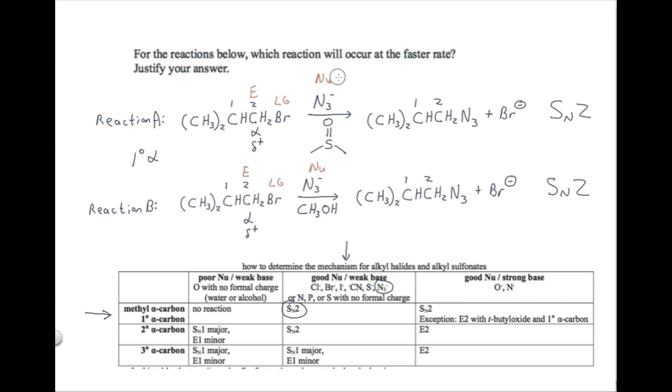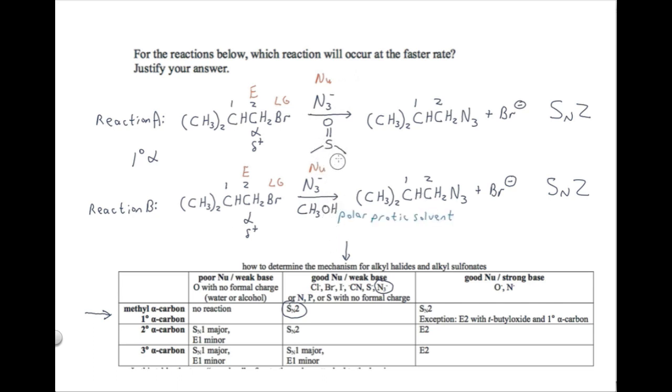Now, to decide which reaction is faster, we have to look for some difference between the reactions. Well, the electrophiles, leaving groups, and nucleophiles are the same, so we have to compare the solvents. Well, notice that there's an OH bond in this solvent, and that means that this is a polar protic solvent.